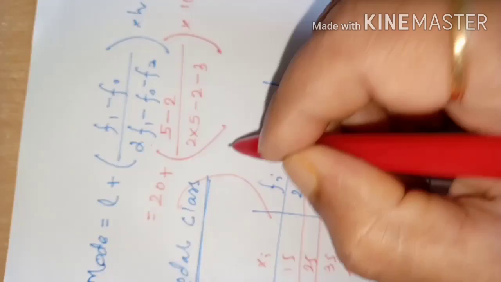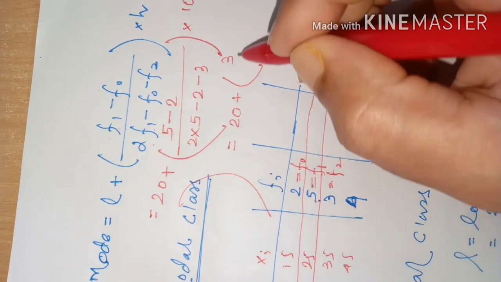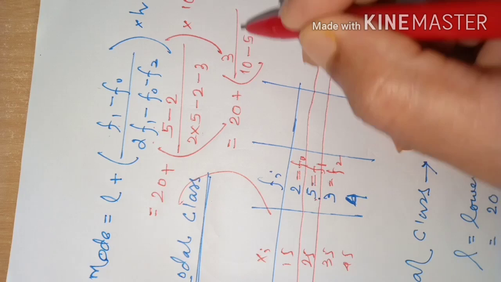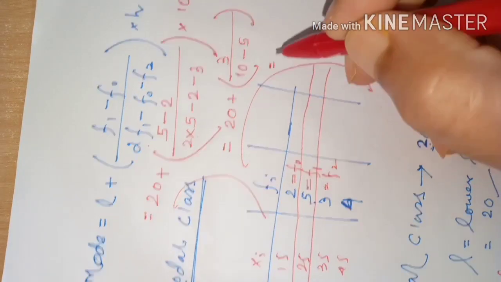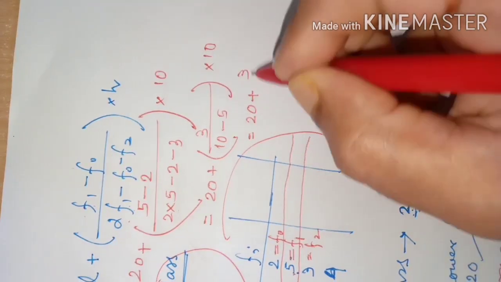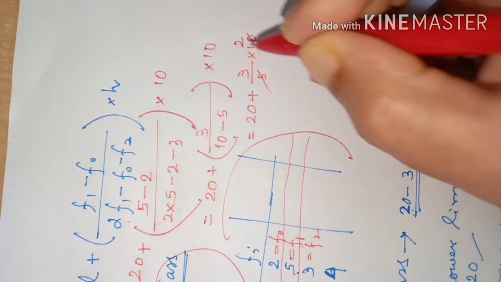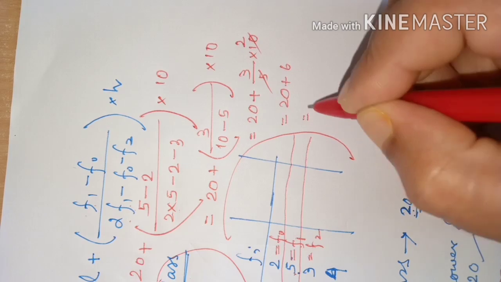So it is equal to 20 plus 3 divided by 10 minus 5, into 10, which is 20 plus 3 by 5 into 10. 5 twos are 10, so that is 20 plus 6, that is equal to 26. So this will be the mode.